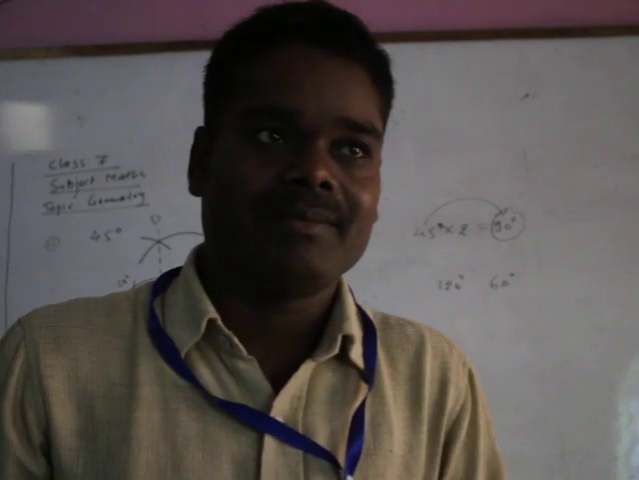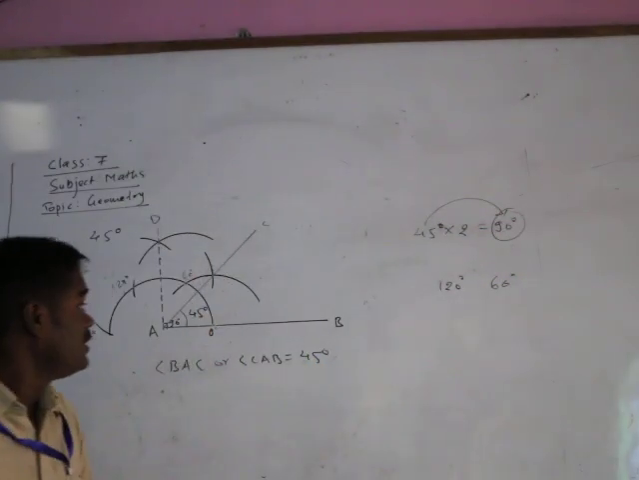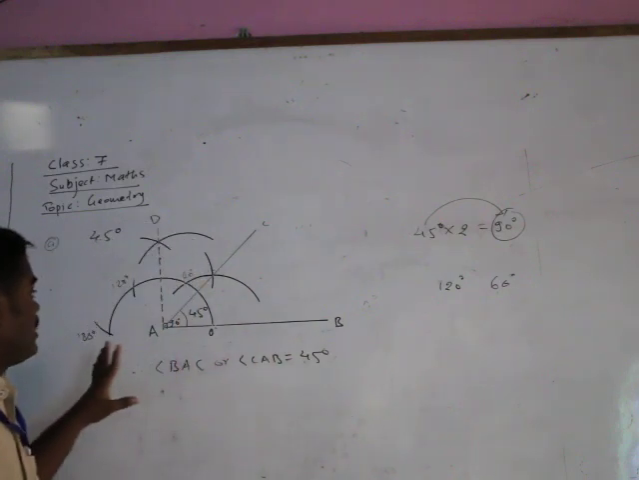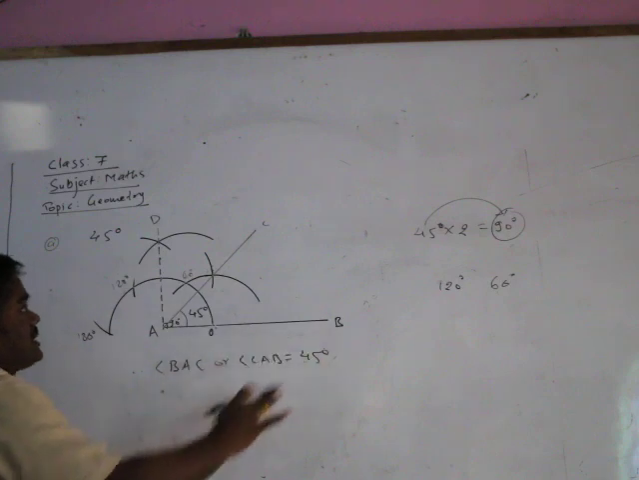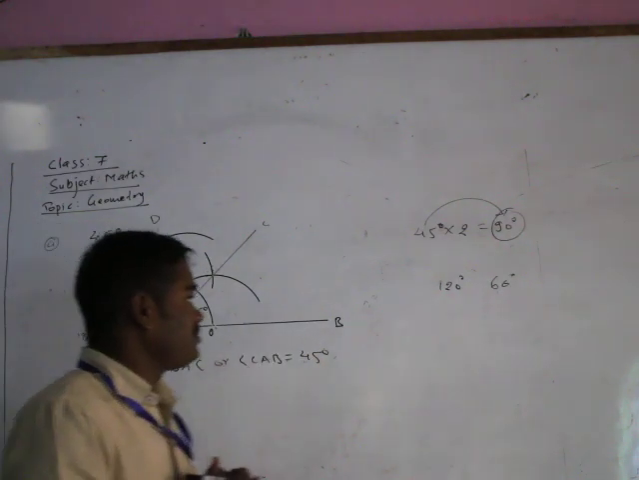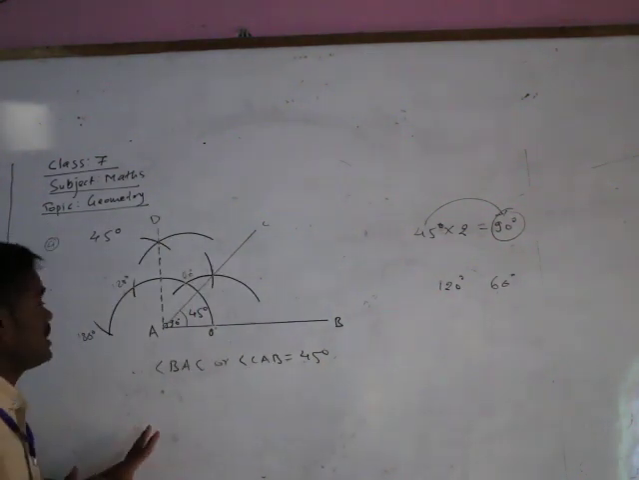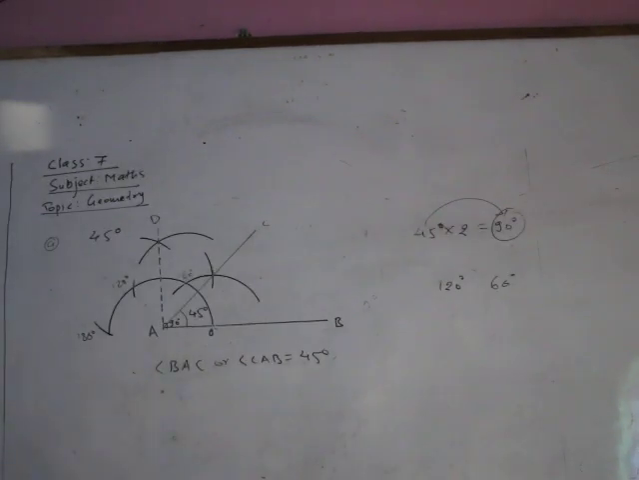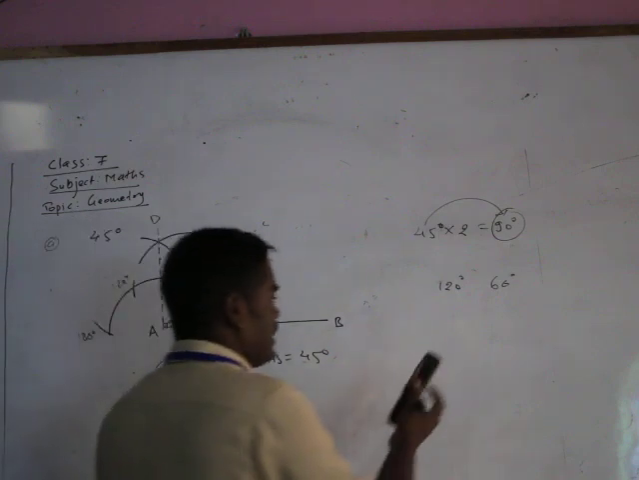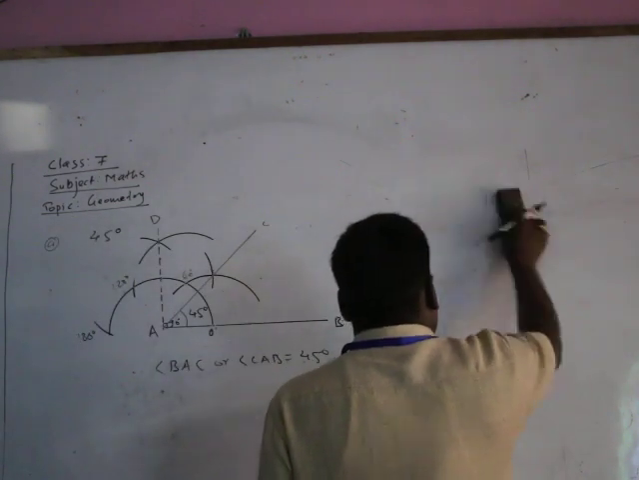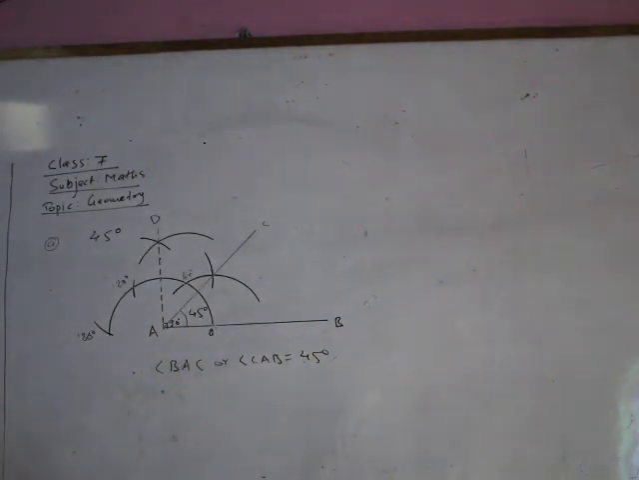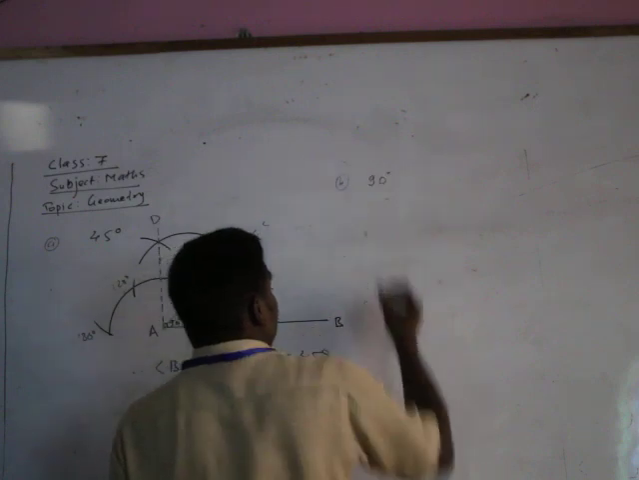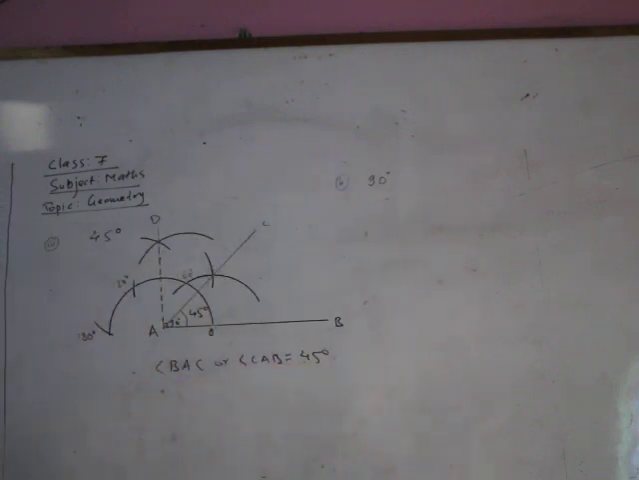My dear students, you have to write the name of an angle by using 3 letters. So I think in this construction you have no problem. So in this way we have constructed the 45 degree angle. And now let's see again 90 degree. How to construct angle 90 degree? So very simple.